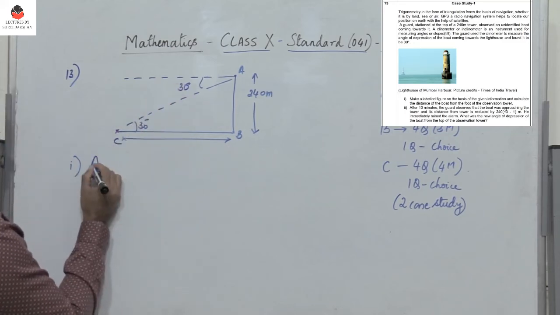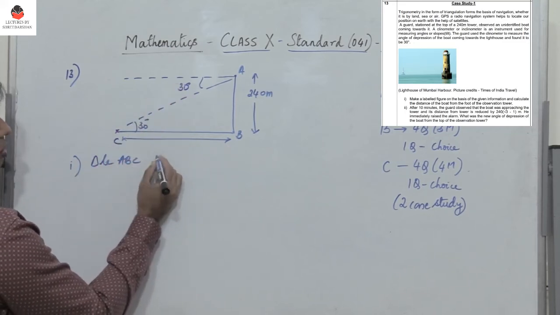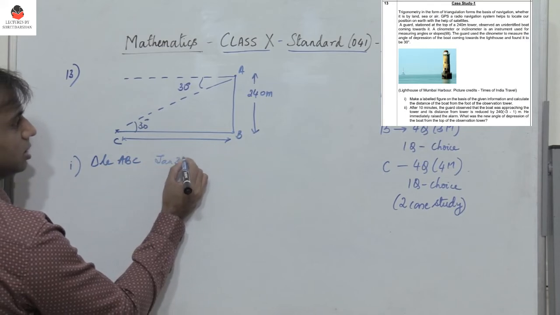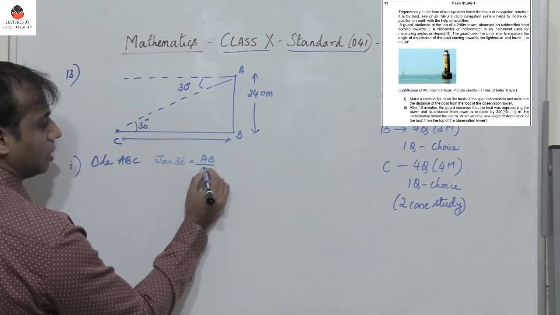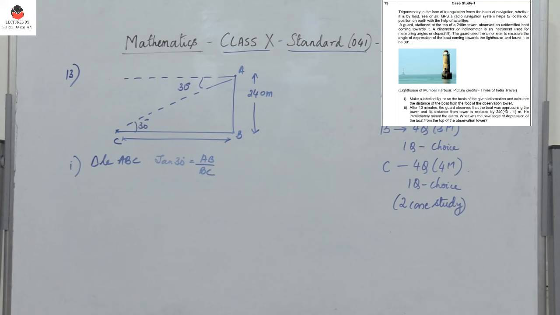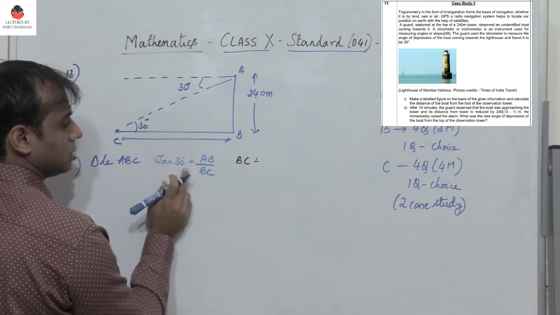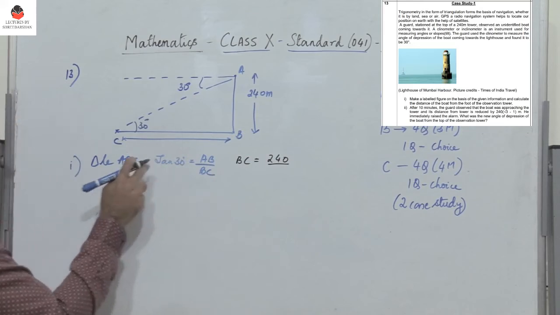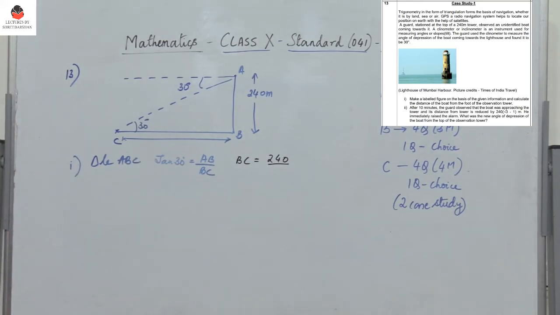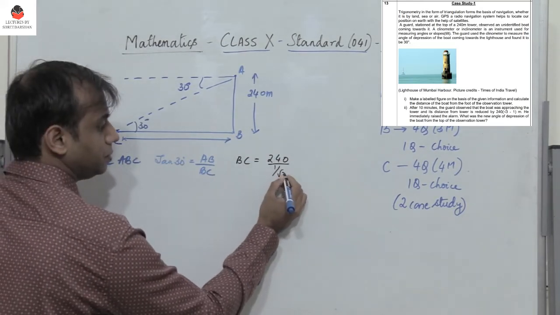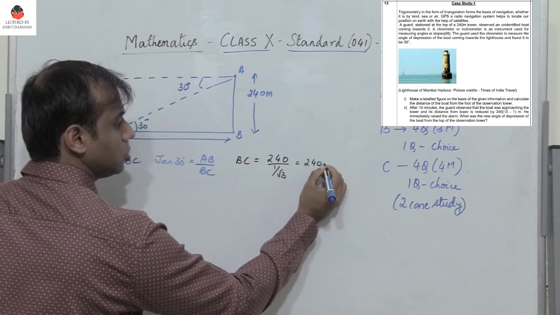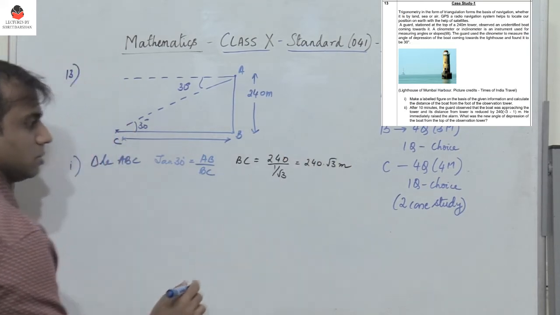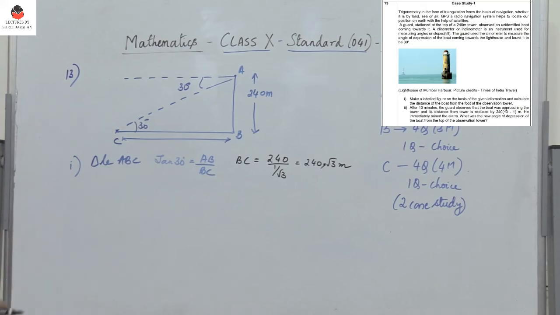So consider triangle ABC. So therefore, tan 30 degrees is AB by BC. So therefore, what is BC? It's very easy to find BC. BC is AB, which is 240, divided by tan 30. Tan 30 is nothing but 1 by root 3. So it is 240 into root 3 meters. So we'll keep the value of BC as it is.